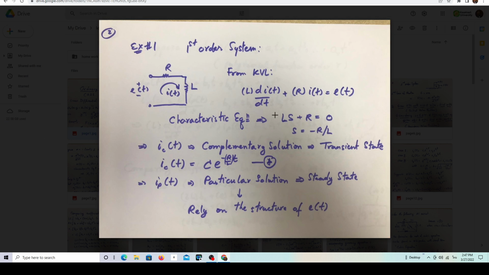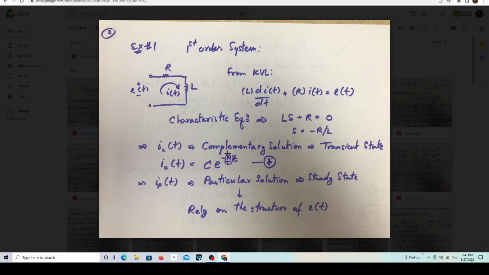And you know that to solve this, using the concept that you studied from last semester, the solution of a differential equation consists of two parts. The first part we call the complementary solution. This one you find the root of the characteristic equation, and then you get this form. But this one has to be i sub C of t plus i sub P of t.